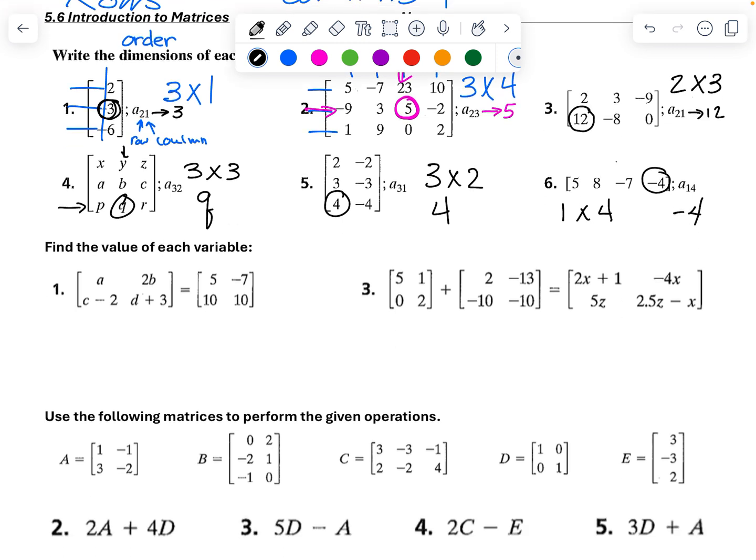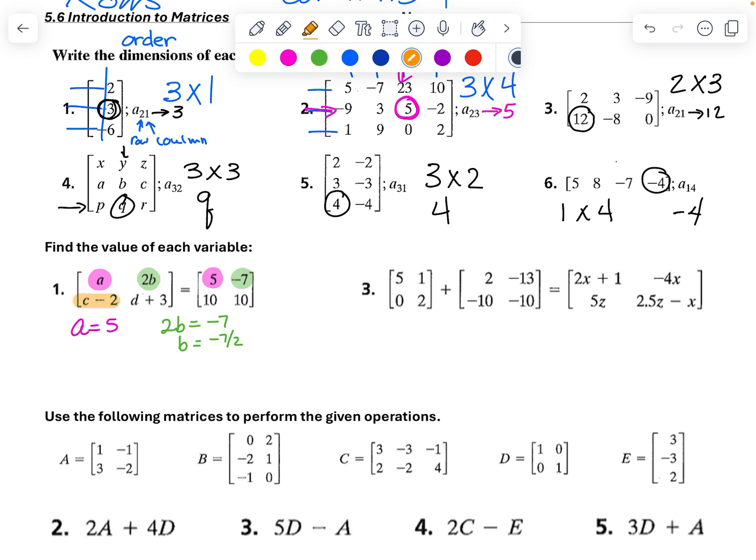Okay, this is really straightforward. Don't make this harder than it is. This element right here is equal to that element right there. So A is equal to 5. That's straightforward, friends. This element here and this element here are in the same location. So 2b is equal to -7. So b is equal to -7/2. So that's straightforward. Do not make this hard.